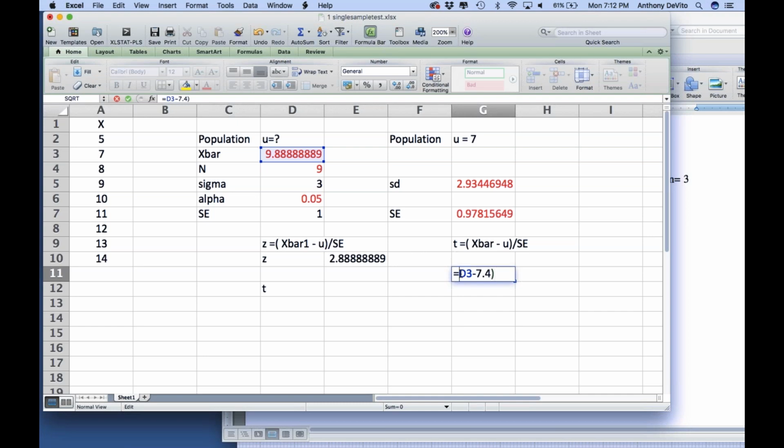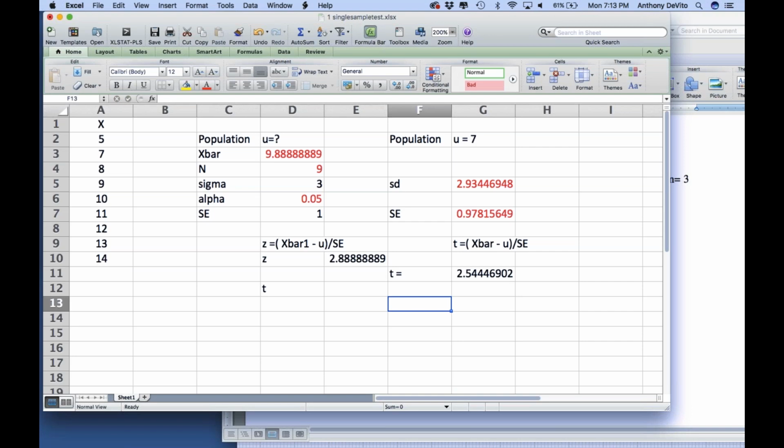Put that in parentheses so it does the subtraction first, divided by the standard error, which is our new standard error. So t is going to be equal to 2.5. Okay, so now can I reject my null hypothesis? They seem to be pretty far apart, right? Well, that's bigger than 1.96. Is it enough that it's just bigger than 1.96?